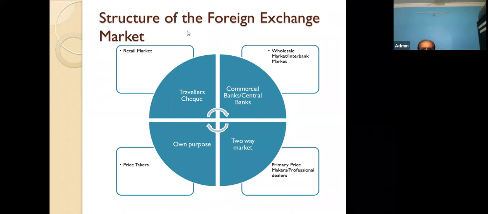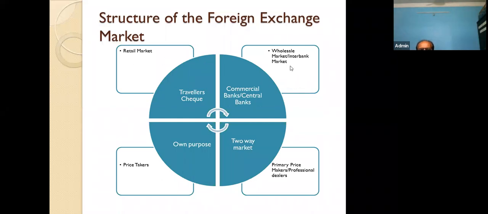Then the second pillar of this structure is the wholesale market. The wholesale market is also known as the interbank market. If you read the International Financial Management book written by P.G. Apte, he has mentioned that the wholesale market is also known as the interbank market. The word itself speaks. It is exactly opposite to the retail market.